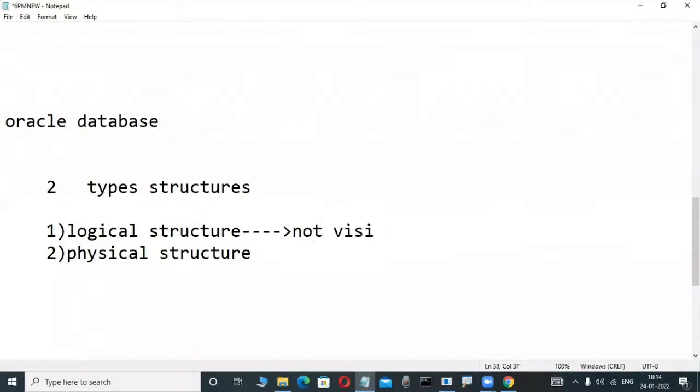in the operating system. A structure not visible in the OS is called a logical structure. A physical structure means whenever we install Oracle, SQL Server, DB2, these softwares, automatically physical files are created, as I told you in the previous classes. That's why a structure which is visible in the operating system is called a physical structure.